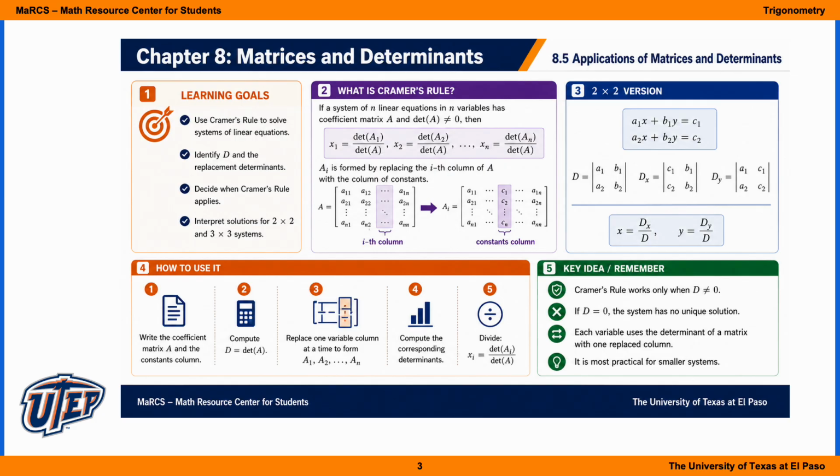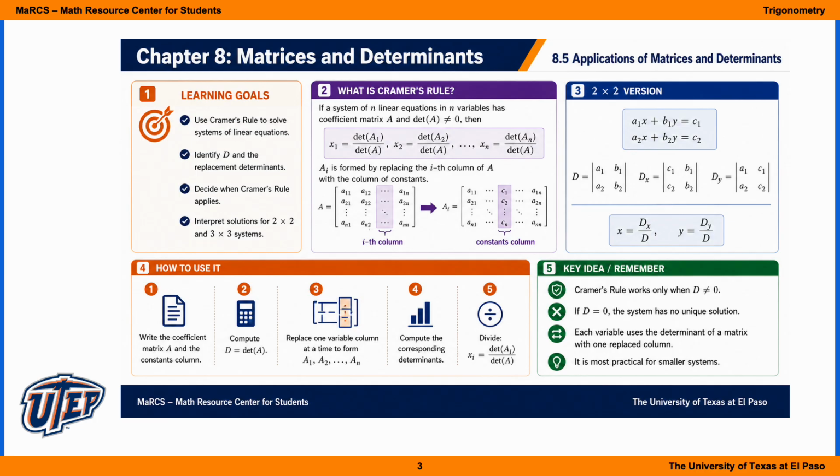Now our Dy, to compute the y variable, we will leave the x column the same, so it'll be a1, a2, but this time we will replace the y column with the constants, so c1, c2 instead of b1 and b2. Now to find our variables, we compute the determinant of Dx divided by the determinant of D, the coefficient matrix, and that'll give us our x variable. And our y variable will be the determinant of our Dy matrix divided by the determinant of our coefficient matrix.